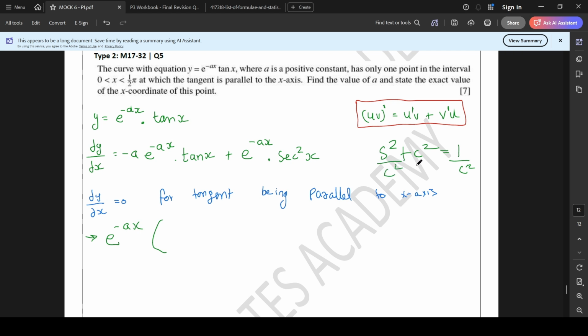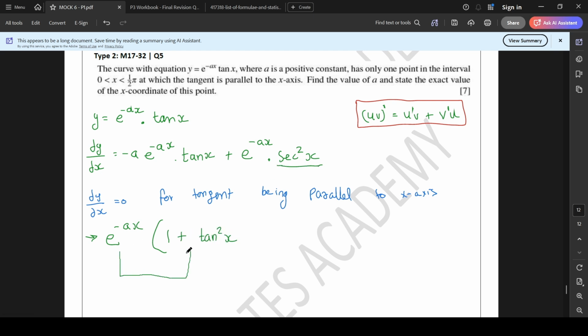So I need to divide this by cos square, this by cos square. So that is tan square plus 1 is equal to sec square. If you remember the formula, that is well and good. I like to derive it on the spot. So you know that 1 plus tan square is equal to sec square x is what I'm going to write over here. 1 plus tan square x.